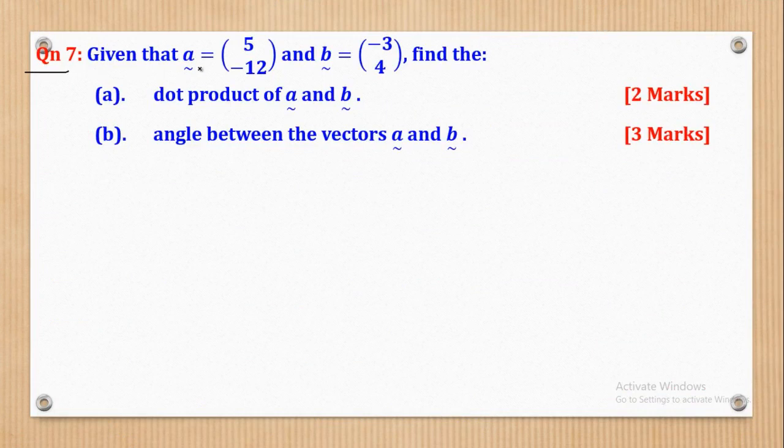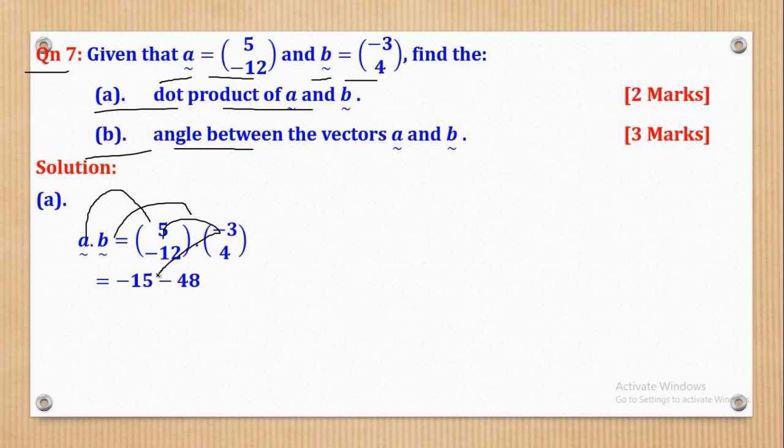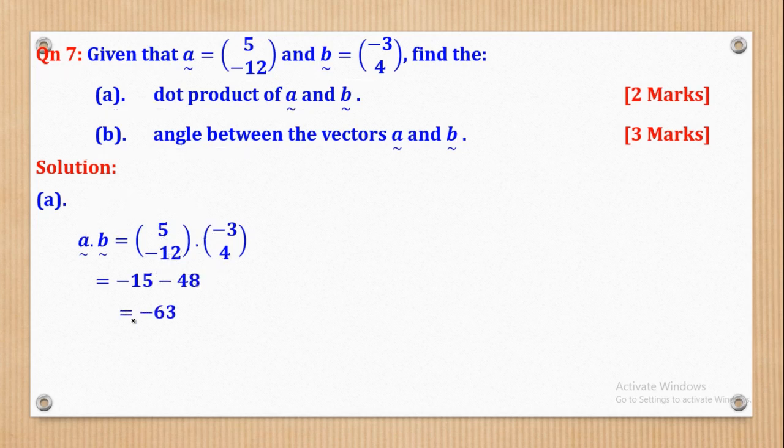Now we shall go to question 7, which says, given that vector A is (5, -12) and vector B is (-3, 4), find part A, the dot product of A and B, and part B, the angle between the vectors A and B. So dotting A and B, here we shall substitute for A and for B. Dotting means you multiply, so this times this gives you negative 15 plus this times this gives you negative 48. So when I use a calculator I'll come up with negative 63. So basically that's what they wanted in part A.